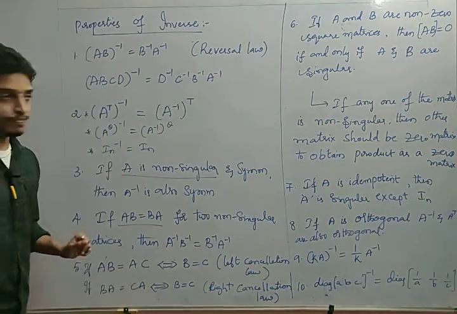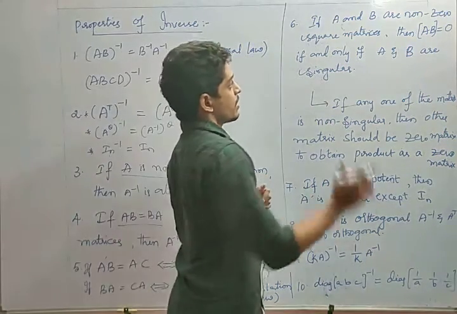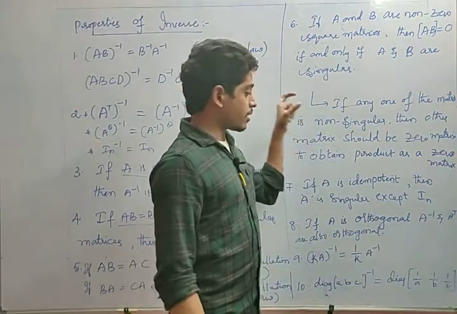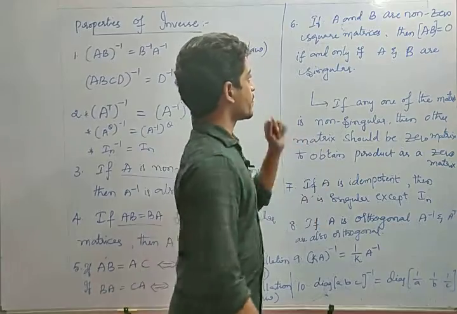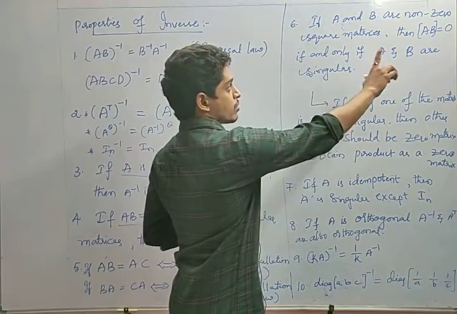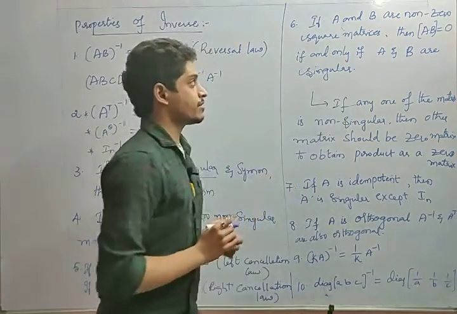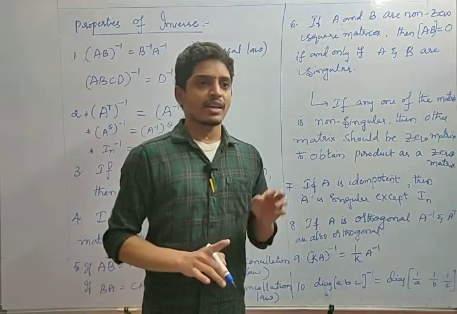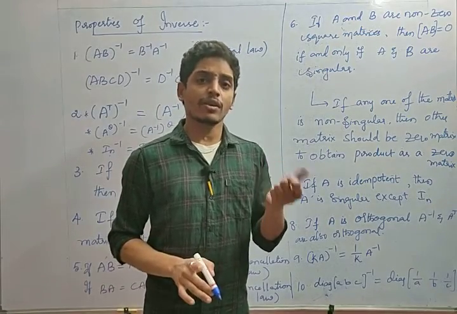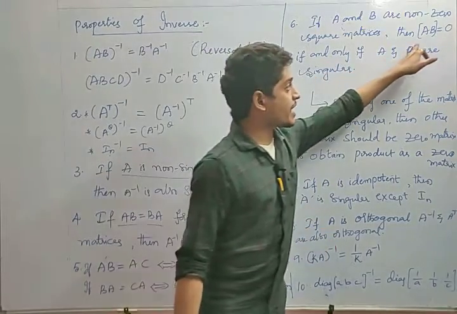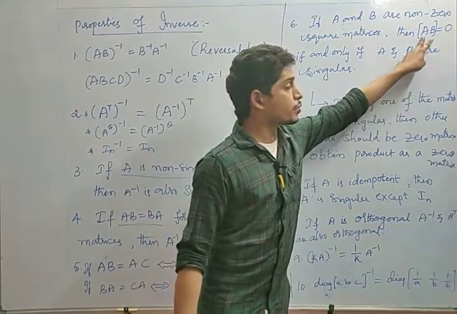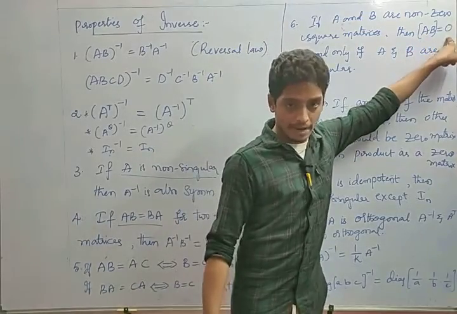These are two laws. Next one, sixth one. This is a very important property, friends. Basing on this property, he has framed a beautiful GATE question. We will see it. See, if A and B are non-zero square matrices, non-zero square matrix in the sense, at least one element will be a non-zero element, right? Not a null matrix. Fine. Then AB will become a null matrix. The product of two non-zero matrices will become a null matrix.